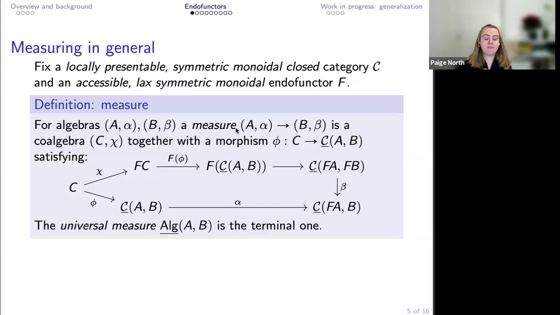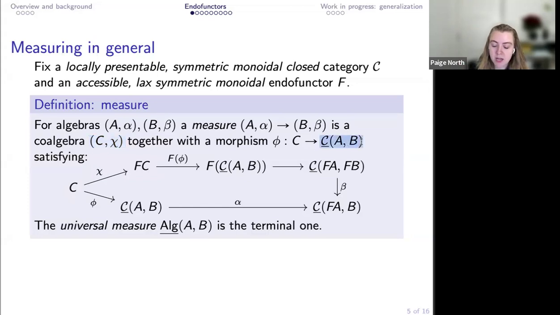Okay, so we define this measuring coalgebra in the following way. We want to fix a category and an endofunctor that satisfy our hypotheses for the rest of this talk. And we're going to define what a measure is first. So we have two algebras like this, and we want to define this measuring coalgebra between them. So first we define just a measure, which is slightly more general. And it consists of a coalgebra. So we're not talking about the universal measure so far, but just a coalgebra that measures, in some sense, the algebra homomorphisms from A to B.